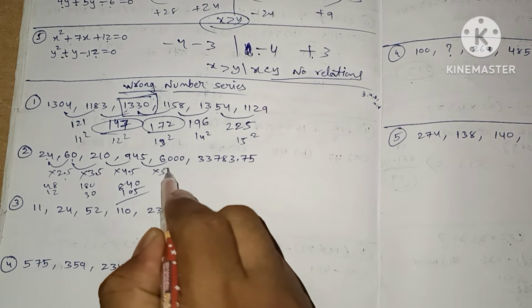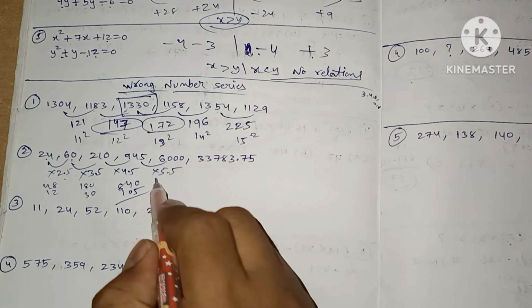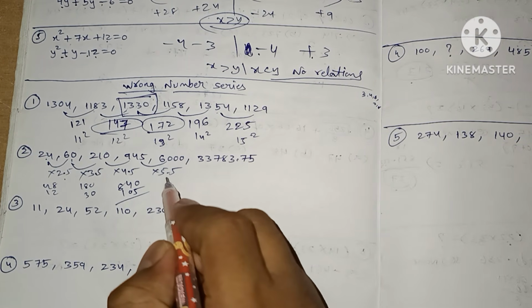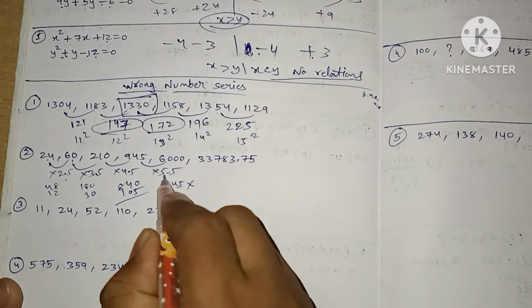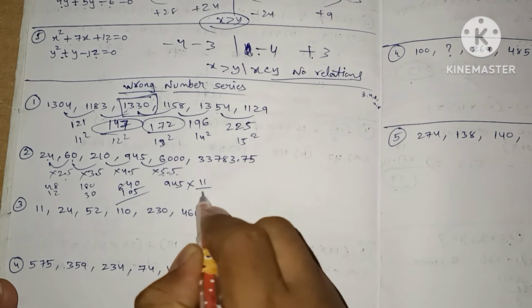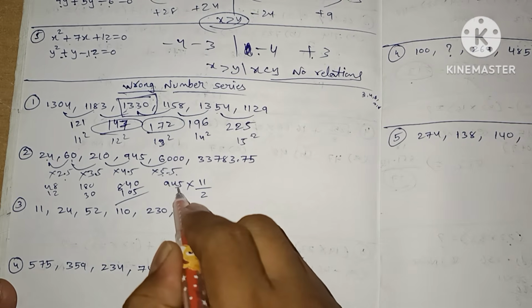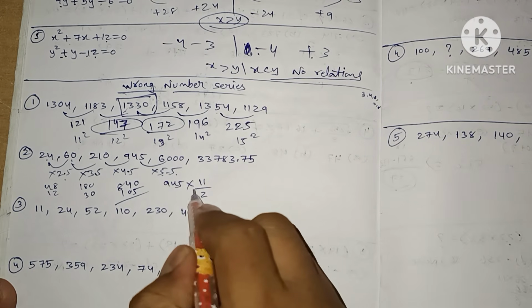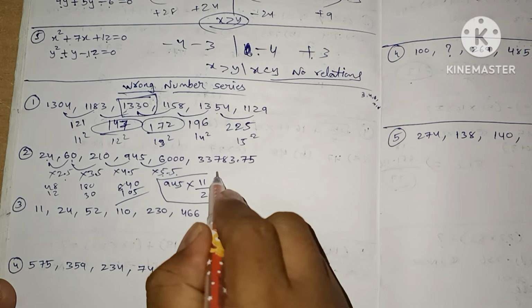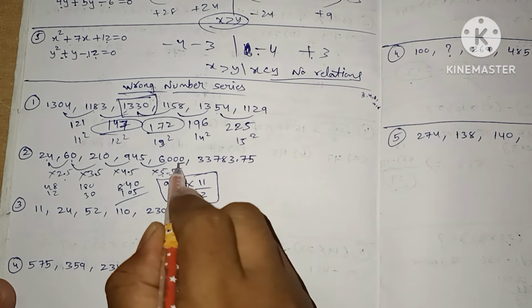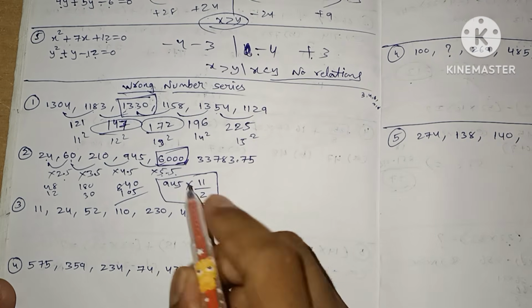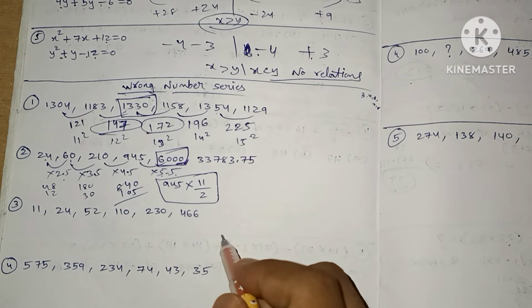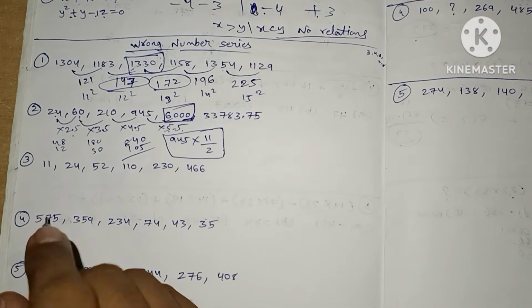This must be into 5.5 times. Okay, 5.5 times means we can write this as 945 into 5.5, means 11 by 2. So in this case, after solving this one, we don't get the value of 0 at the end. So this is our wrong number. Okay, this is our wrong number. Next, we are going to see question number 3.